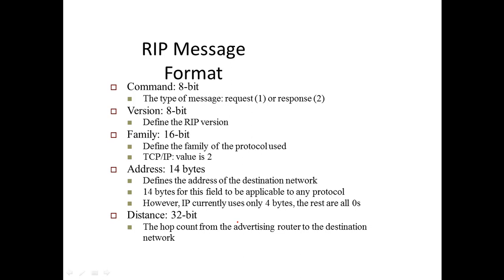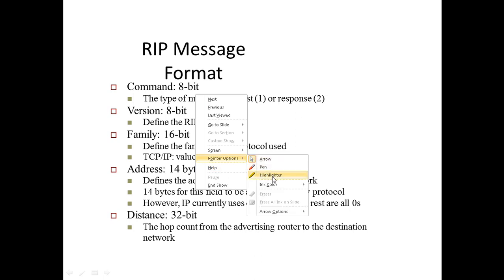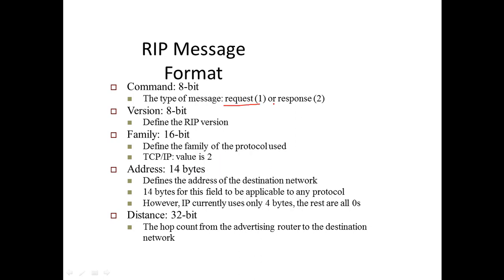So let's talk about the routing information protocol message format. The command field is basically 8 bits, and it carries two kinds of information: request or response. If you want to request some information, you put the command field as 1, and if you are transmitting a response to an information request, you put the command as response, and the value should be 2. Similarly, there is a version. There are 3 versions, and we will discuss that in the coming slides as well. It defines the version of the RIP protocol.